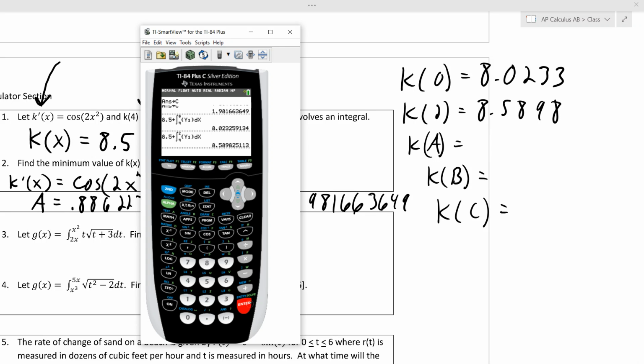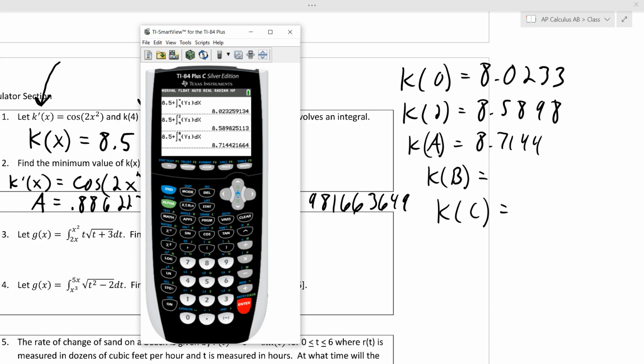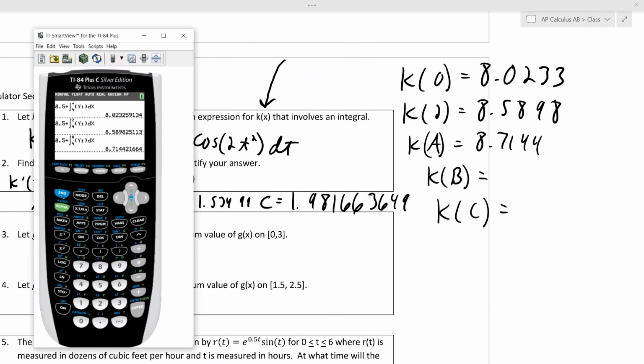So it's, again, second, enter. We're going to go back to that 2, and we're going to integrate to alpha A. And we expect this to be a maximum. This is going to be bigger than k of 0 because we saw the derivative was positive until this point. So it's 8.7144. And these really only need to be 3 places accurate. I'm not sure why I'm going to 4 places. That's just what I chose to do at this moment in time.